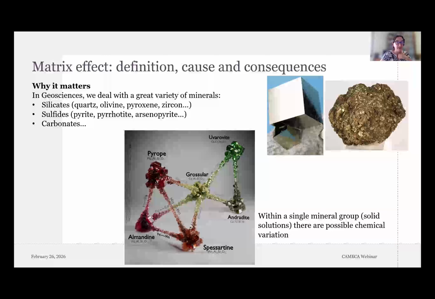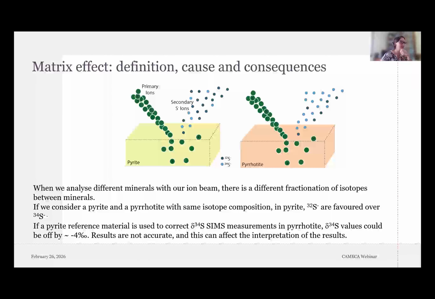We can work with sulfide minerals such as pyrite. You have an example here, pyrrhotite, and carbonates, but also just within one single mineral group, such as garnet, there are possible geochemical variations and complexities. It is actually a bit of a problem because when we analyze these different minerals with our ion beam and our SIMS, there is a different fractionation of isotopes between these minerals.